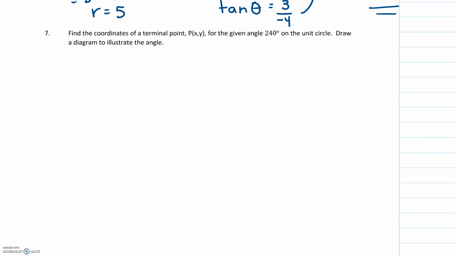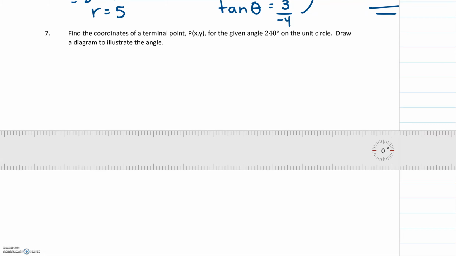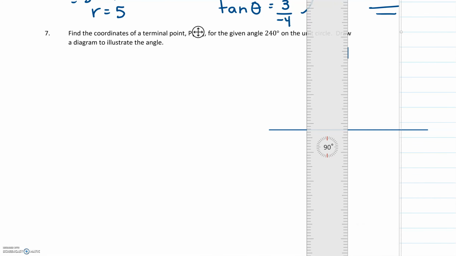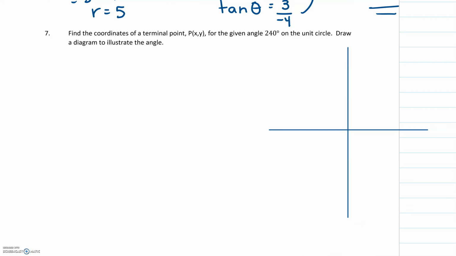Number 7 was kind of a disaster. This is why I'm making this video. Hopefully it will help you. We want to draw 240 degrees on a coordinate system. Okay, so we're just going to go ahead and draw that. So here's y, here's x, and 240 degrees lands right about here, I would say.